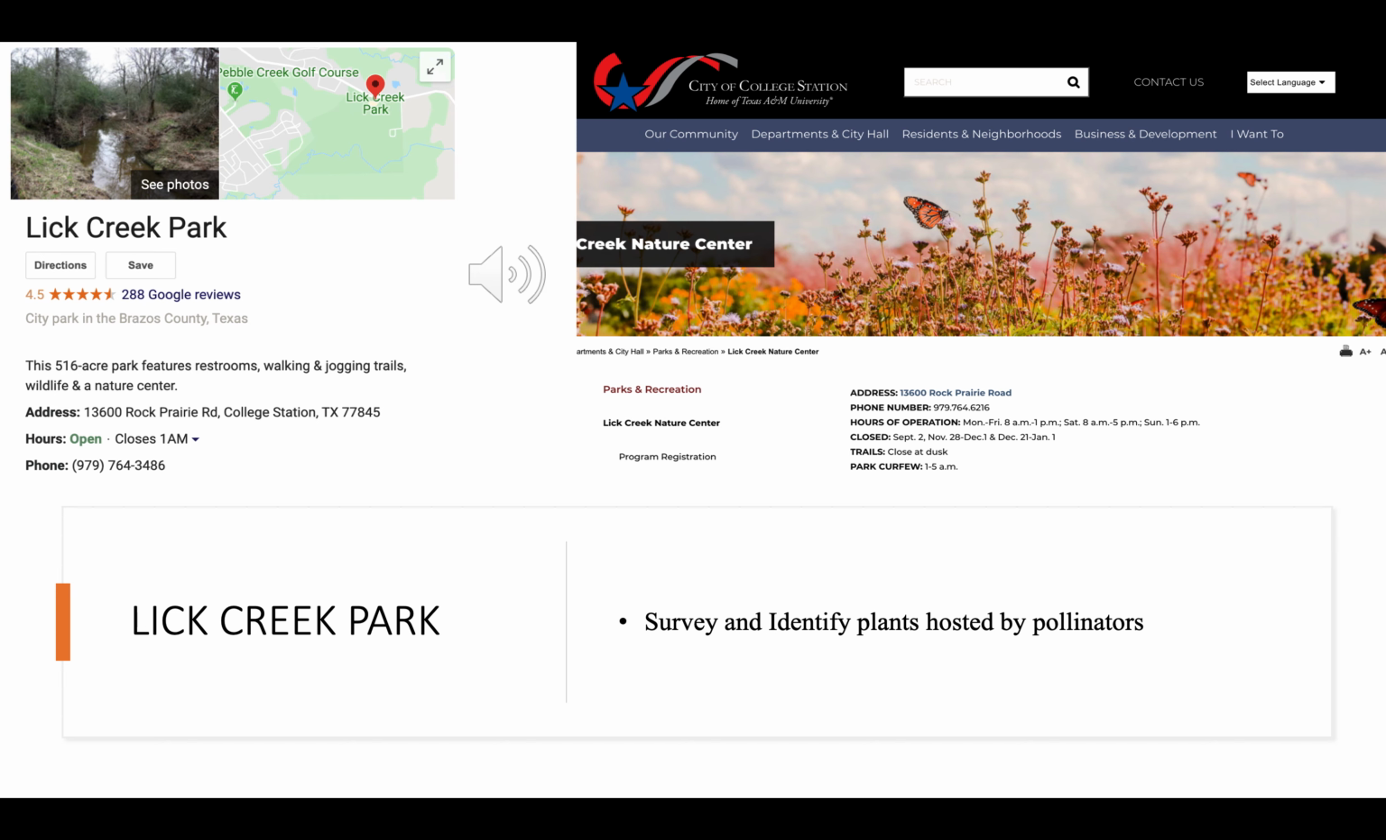This monarch butterfly project was to survey and identify plants hosted by pollinators in the Creek Park. This park is located in College Station. It is frequented by visitors, so for people who want to bring their pets, their family, and their friends and survey the wilderness. There are lots of domesticated plants that are planted here, as well as wild and natural plants that live in the park. And we will discuss this further in just a moment.